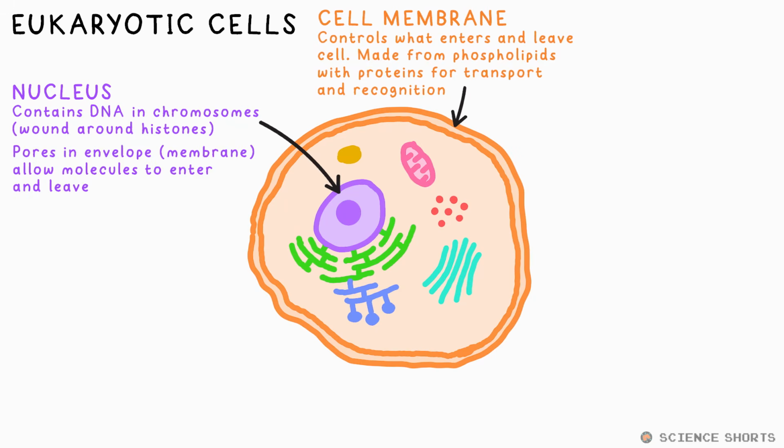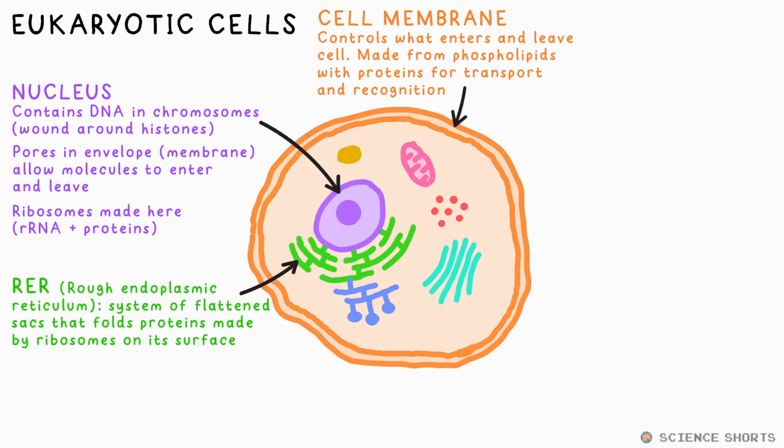The envelope, the membrane of the nucleus, has thousands of pores that allow molecules to go in and out, like RNA, for example. It's also where ribosomes are produced, which comprise two parts, rRNA and proteins, which then move to the cytoplasm where they act as the site of protein synthesis.